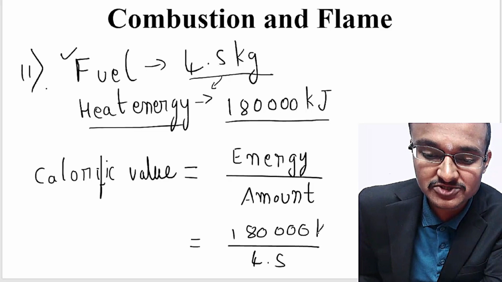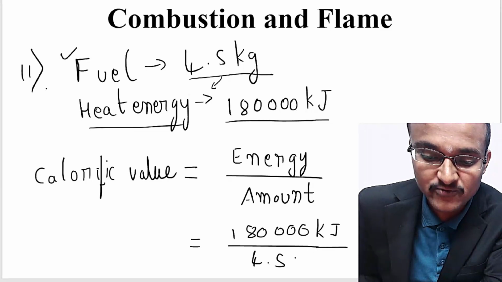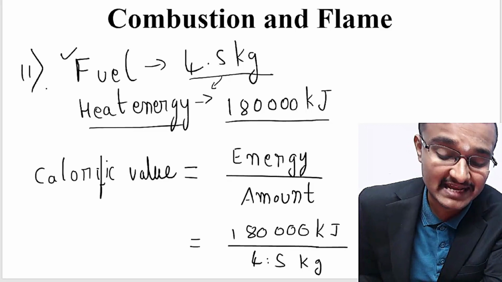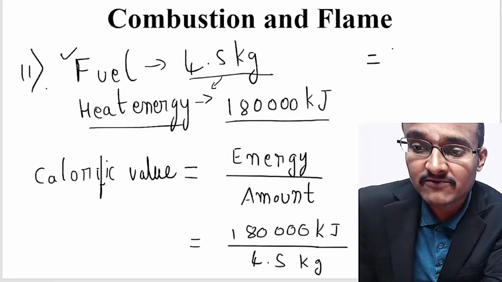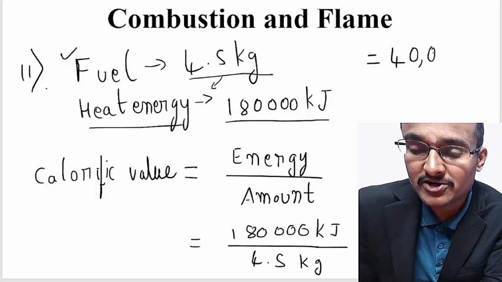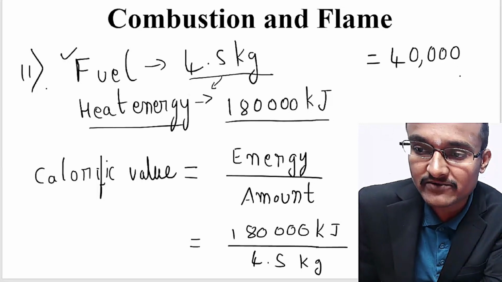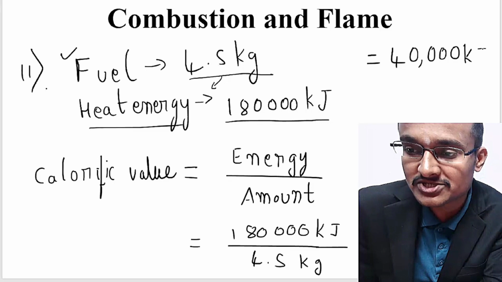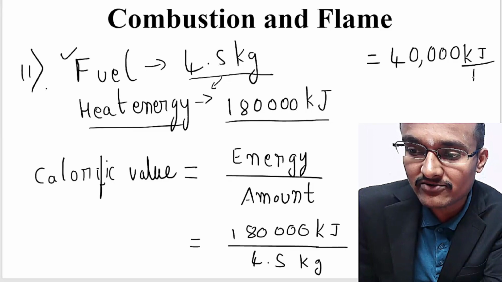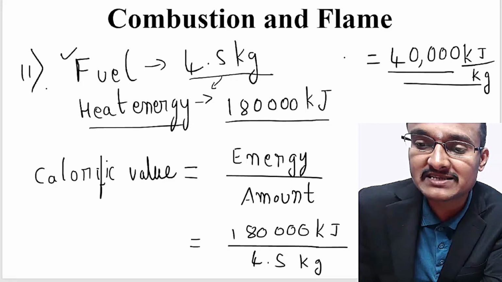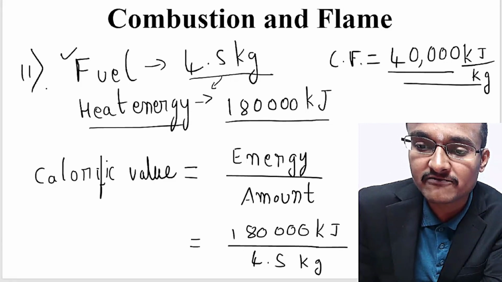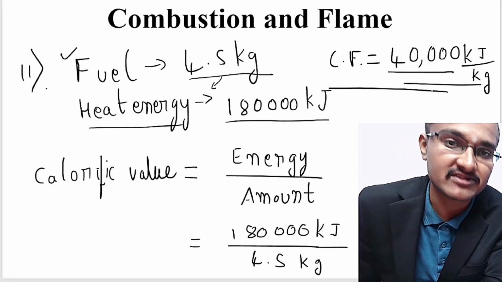This 1,80,000 is in kilojoules and this 4.5 is in kg. When you divide 1,80,000 by 4.5, the answer you get is 40,000. In the numerator you have kilojoules, so write kilojoules as it is. In the denominator you are left with kg. So 40,000 kilojoules per kg is the calorific value of this fuel. This is the answer for the 11th question.